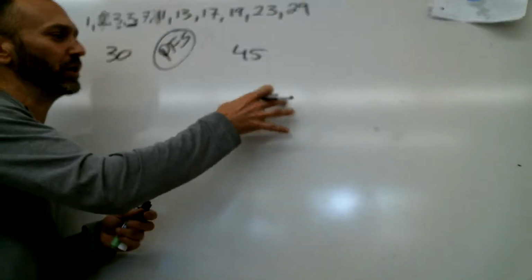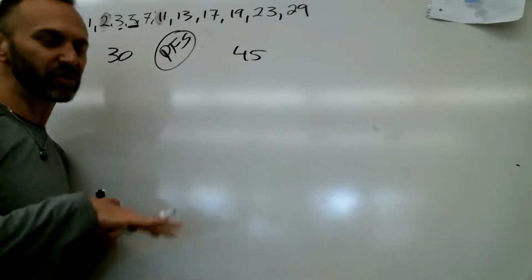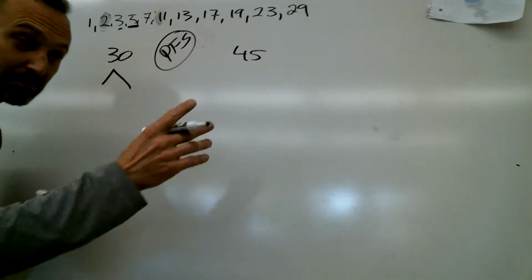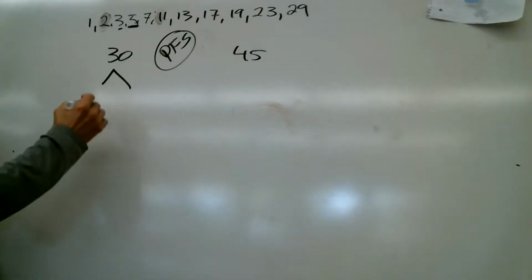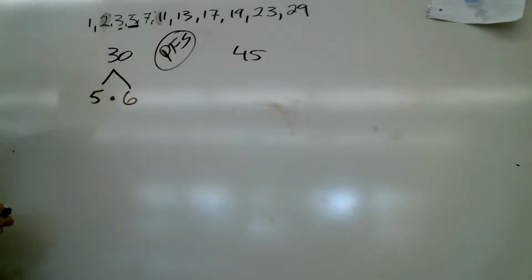No matter which way you break these numbers down, if you go until you have prime numbers, you'll get the same answer. So 30, let's start breaking this down. Remember, always multiplication. Always. Don't ever add these, you'll get messed up. So this is going to be 5 times 6. I know right off the bat that 5 is a prime number.